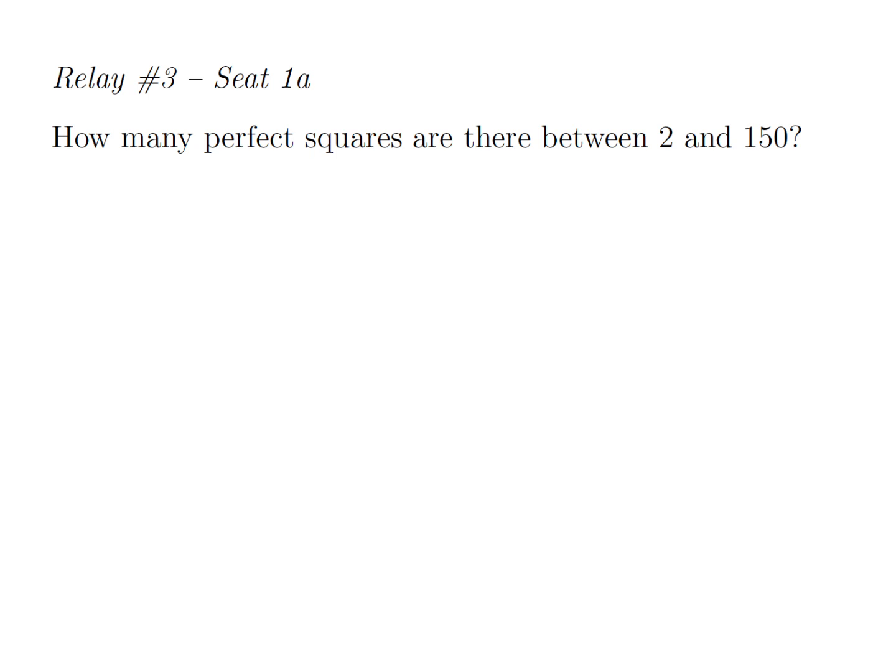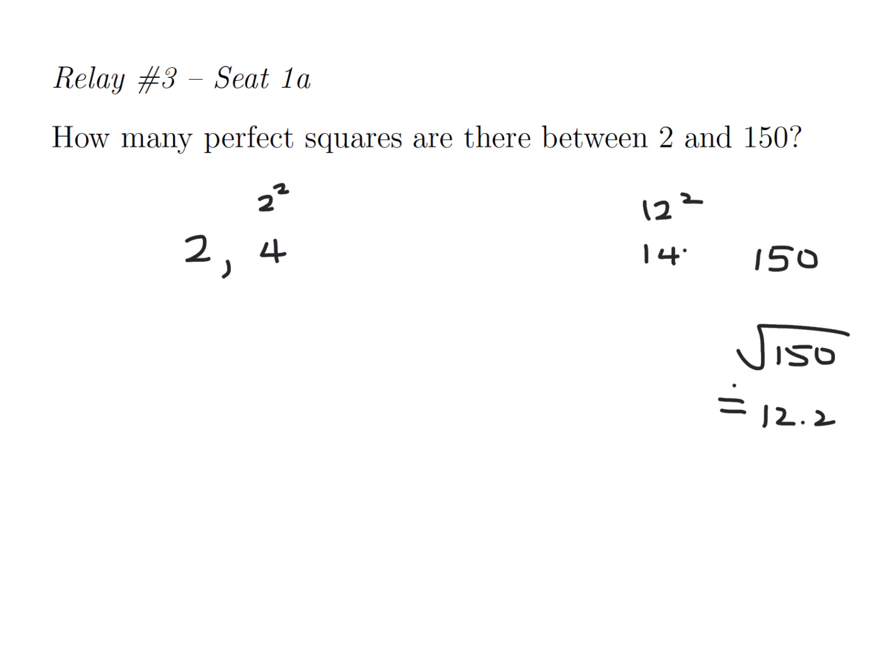How many perfect squares are there between 2 and 150? So 2, and then we got 150. Well, the first one, I believe, would be 4, which is 2 squared. And then the square root of 150, just to get an approximation, I believe is 12 point something, 12.2 approximately. So that means 12 squared, which is 144, would be the one that's immediately before 150. So everything from 2 squared all the way up to 12 squared. So 2 squared, 3 squared, dot, dot, dot, 11 squared. So that looks to me like a total of 11 perfect squares.